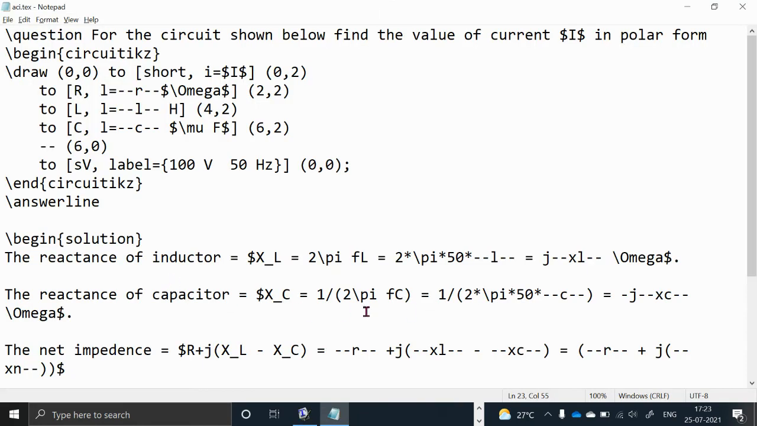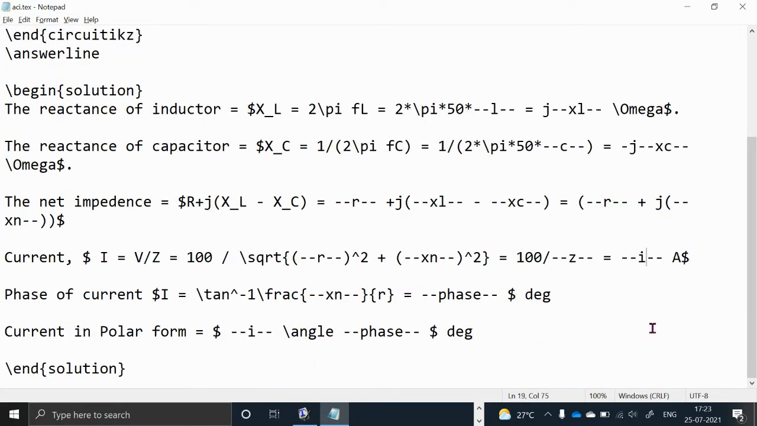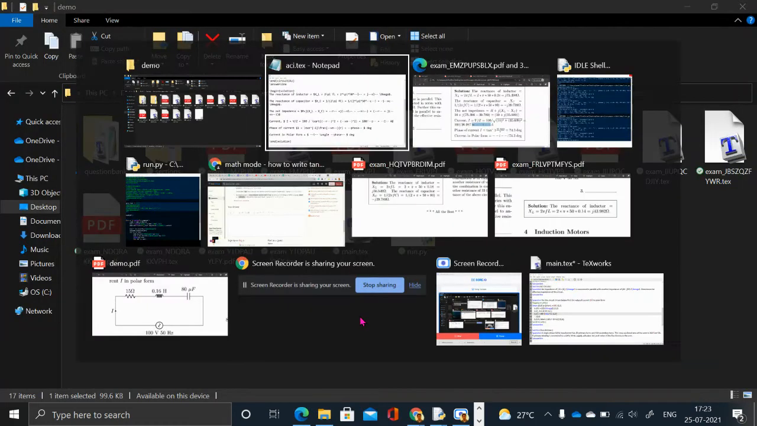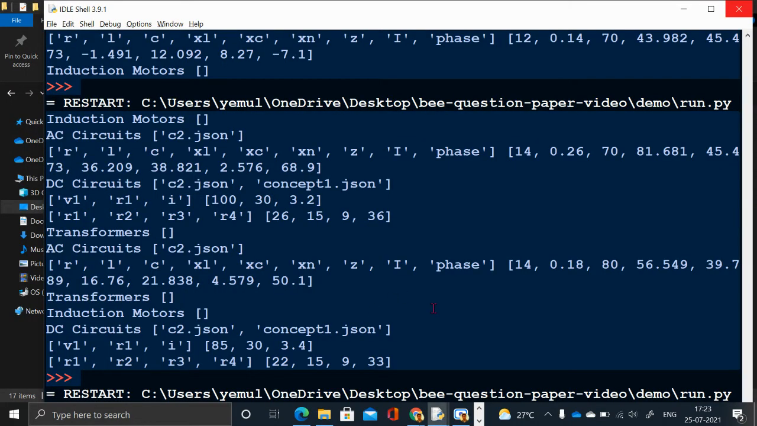A little bit of debugging will be there all the time. So here it will be capital I, and here it will be capital I. And what was the one more? Okay, so tan inverse, I think I have to give this minus 1 in flower brackets like this. Okay, so now again execute.